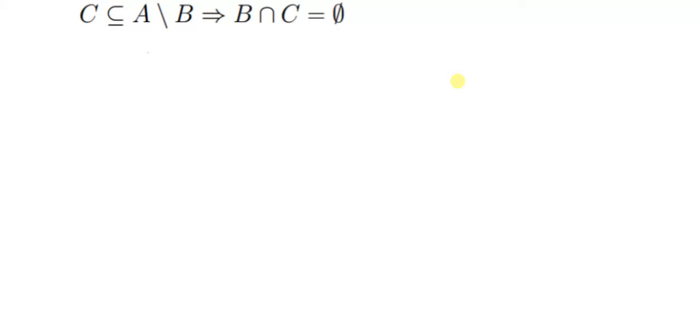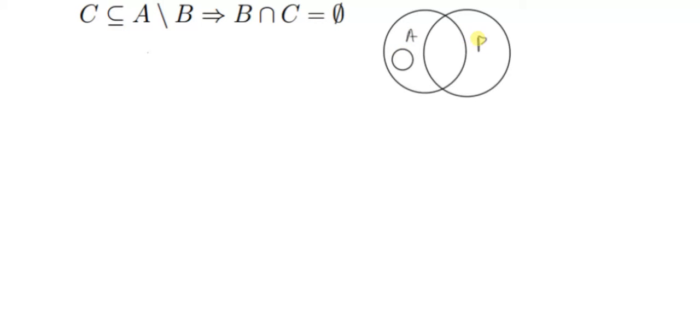For this problem, the Venn diagram will look something like this, where you have A here and B here. You have A here and B here, and this will be C. So if you have C being a subset of A and not B, which will be this crescent moon looking area here, C is the subset of that. That will imply that the intersection of B and C is the null set. That is, this circle and this circle do not intersect at all.